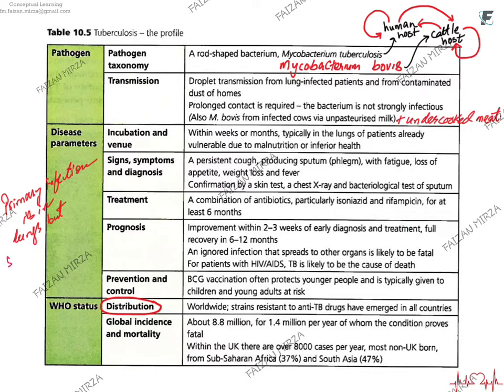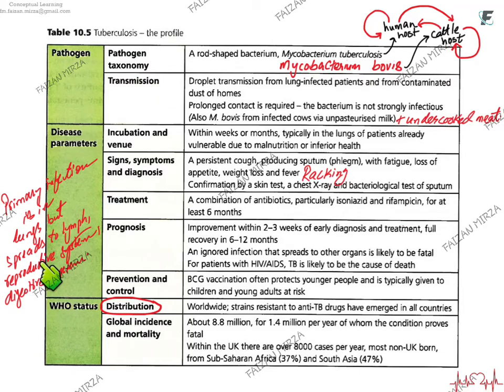As for the disease parameters, the primary infection is in the lungs, but it spreads to the lymph as well, and when it goes to the lymph, it goes to the reproductive system as well. If it goes to the reproductive system, it goes to the digestive system as well.